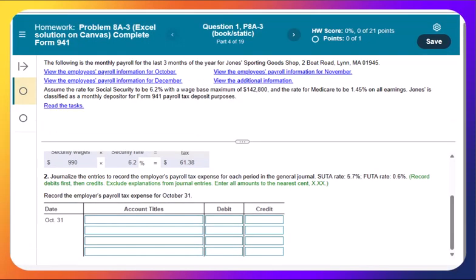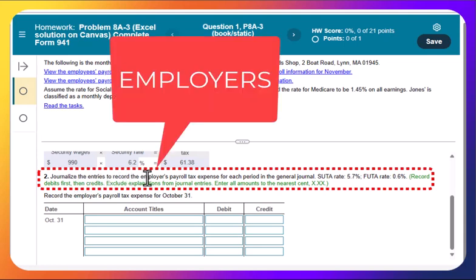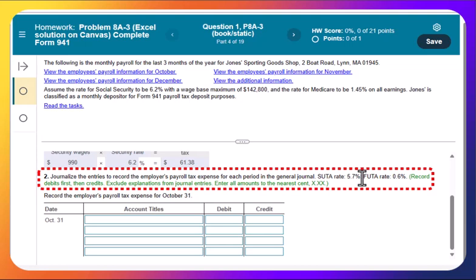Problem 8A-3, Part 2, we're going to journalize the entries to record the employer's payroll tax expense for each period in the general journal. And they're reminding us here that the SUTA rate is 5.7%, FUTA rate is 0.6%. Record debits first, then credits. Exclude explanations from journal entries. Enter all amounts to the nearest cent.